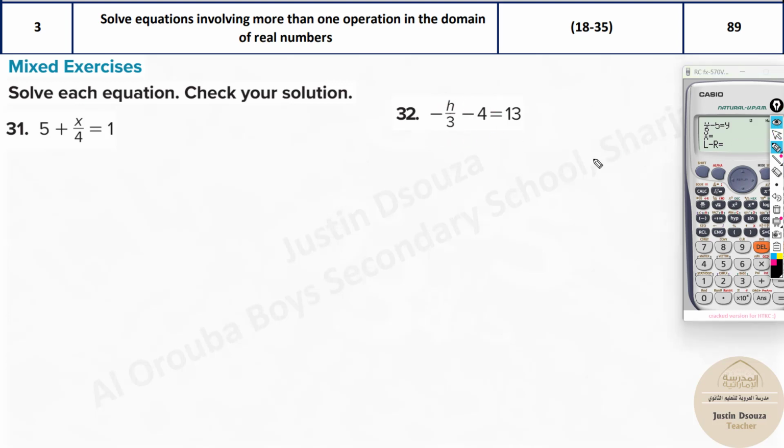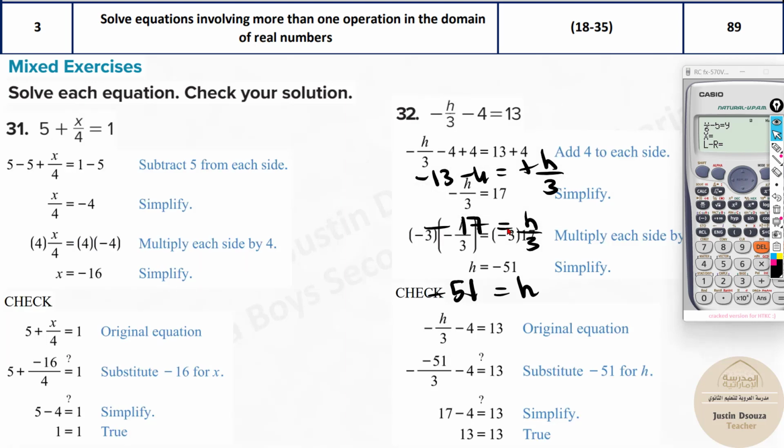Now, how would you solve this? The 32 problem. I'll just solve it quickly. Here, this term minus h by 3 goes to the other side and 13 comes to the other side. So it'll be minus 13 minus 4 equals positive h by 3. Solve this, it'll be negative 17 equals h by 3. 17 times 3, it'll be 30 plus 21, it's 51, so negative 51 equals h. So this is the answer. You can try checking it in the calculator as well. You will get the same answer, or you can directly solve it and check it. So these are the steps.